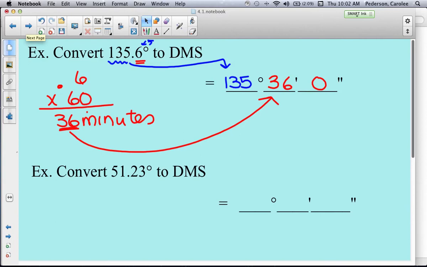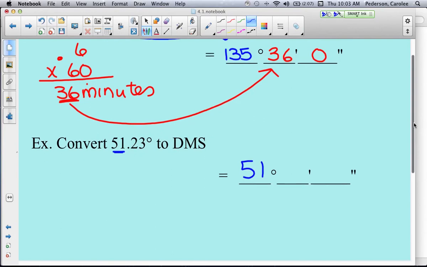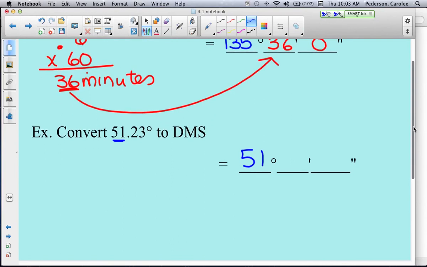So the next example is we have 51.23 degrees in decimal form, and we want to convert it to degrees, minutes, seconds. So what is the value of the degrees? 51. Right? So this piece is 51. We want to figure out the decimal of 0.23 and convert that to the minutes and the seconds. It is 0.2, so we're talking maybe less than a third of 60 minutes.